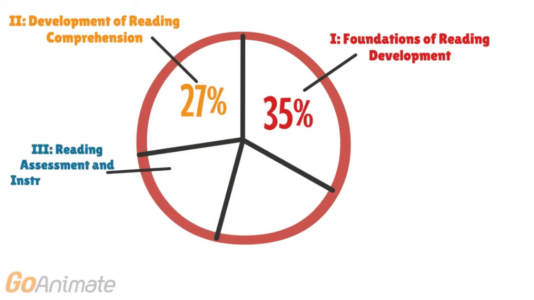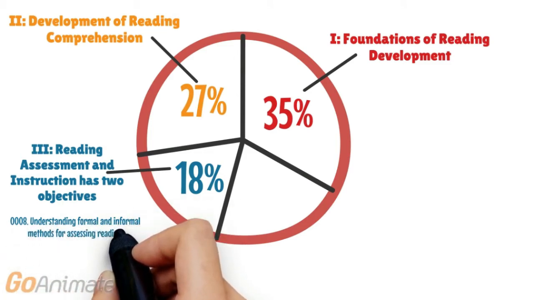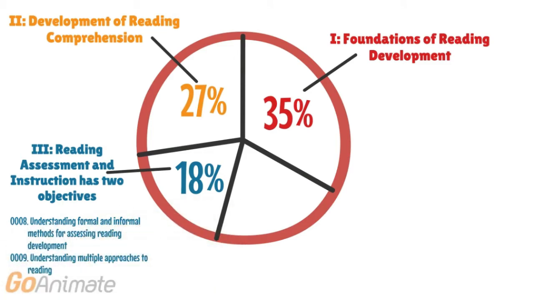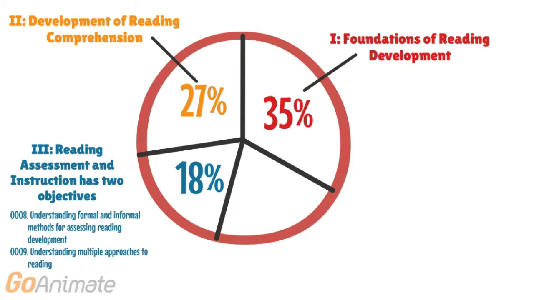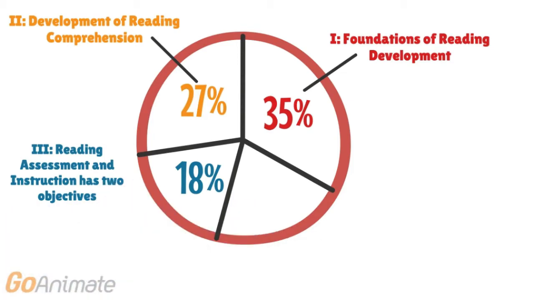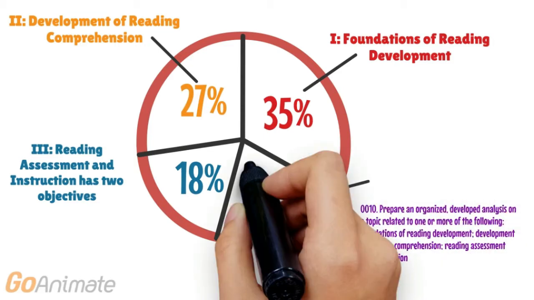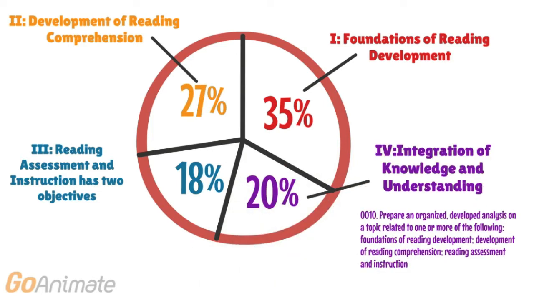The sub-area 3, Reading Assessment and Instruction, has 2 objectives which make up 18% of the exam. Those objectives are understanding formal and informal methods for assessing reading development, and understanding multiple approaches to reading. Lastly, the sub-area 4, Integration of Knowledge and Understanding, contains one objective, which is 20% of the exam. That objective is prepare an organized, developed analysis on a topic related to one or more of the following: foundations of reading development, development of reading comprehension, reading assessment, and instruction.